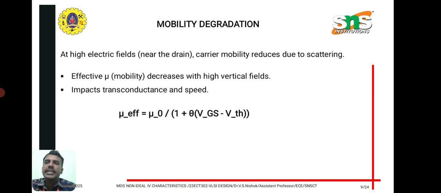So next one is mobility degradation. Ideally we think that the electrons or any charges move from source to drain in a straight line, which is false. Practically they scatter. When the VDS value or VGS value is increasing, the electrons moving from source to drain in the channel move in the form of scattering, which reduces the mobility.